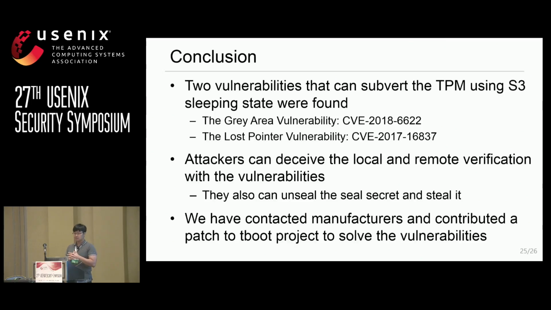Yeah, this is the last page of my presentation. We found 2 vulnerabilities that can subvert the TPM using the S3 sleeping state. The gray area vulnerability, CVE-2018-6622, is caused by an ambiguity in the TPM 2.0 specification. The lost pointer vulnerability, CVE-2017-16837, is caused by an implementation flaw in tboot, the open source implementation of Intel TXT.